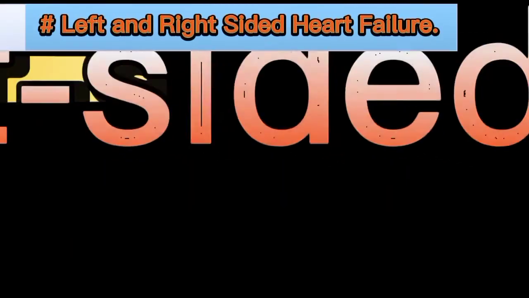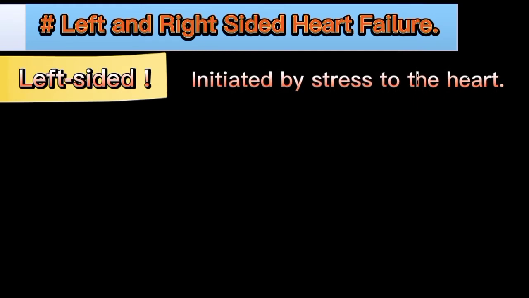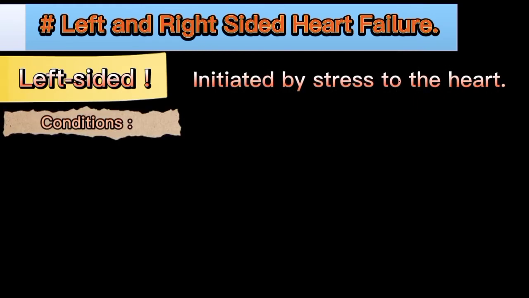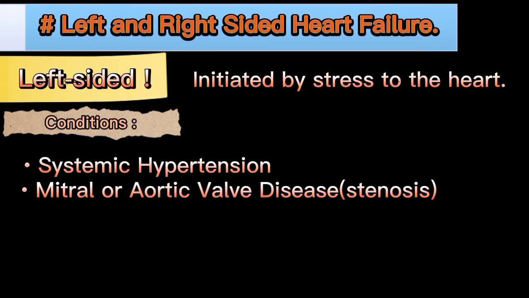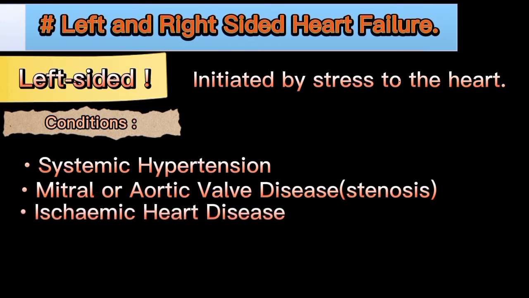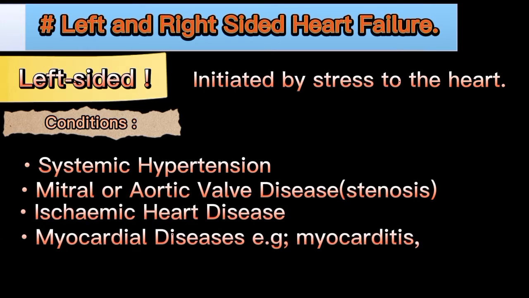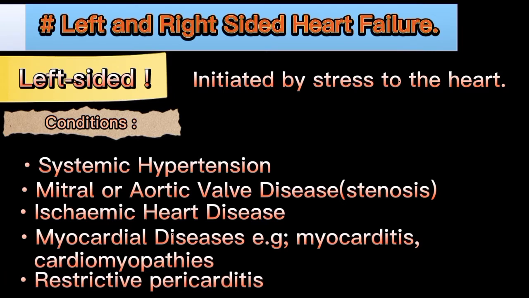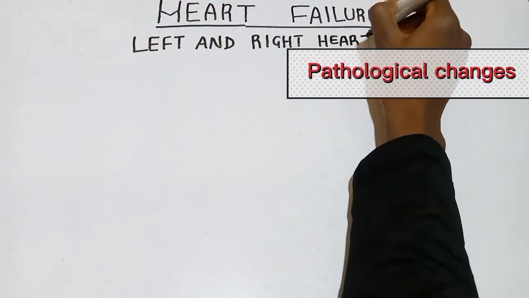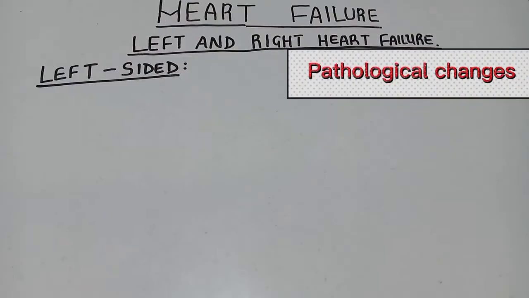Next is the left and right-sided heart failure. For the left-sided heart failure, it is initiated by stress to the left part of the heart. The following conditions can cause it: systemic hypertension, mitral or aortic valve disease or stenosis, ischemic disease of the heart, myocardial diseases like cardiomyopathies, myocarditis, restrictive pericarditis. Next, we'll be talking about the pathological changes in left-sided heart failure.